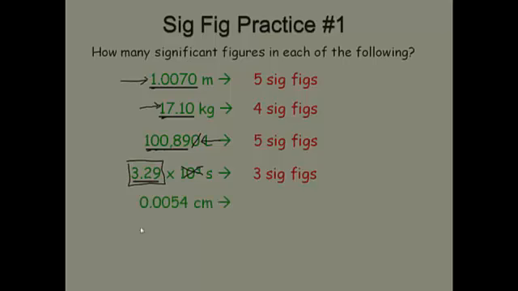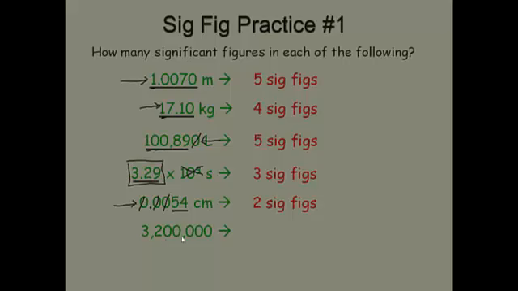Next one, is the decimal present or absent? It is present. So we start counting from the Pacific side. We don't count the zeros. We don't start counting until we get to the first non-zero. Then we count everything, so 2 sig figs in this number. One more.